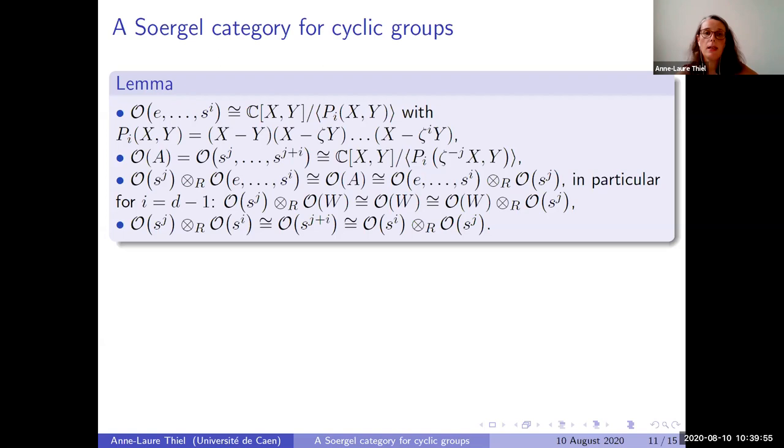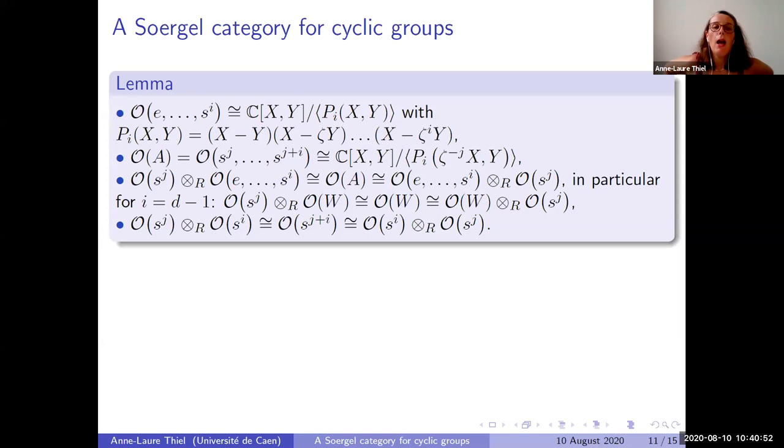Again, if I take A, a cyclically connected subset of W, the ring of regular functions associated to A, I can see that it's actually isomorphic to O of S^j tensor O of E_{S^i}. And actually these two commute, so it's isomorphic to the tensor product the other way around. So at the end of the day, what's important is not to understand how all the bimodules associated to all the cyclically connected subsets behave when you tensor them together, but really you want to see how the O of E_{S^i}'s behave when you tensor them together.